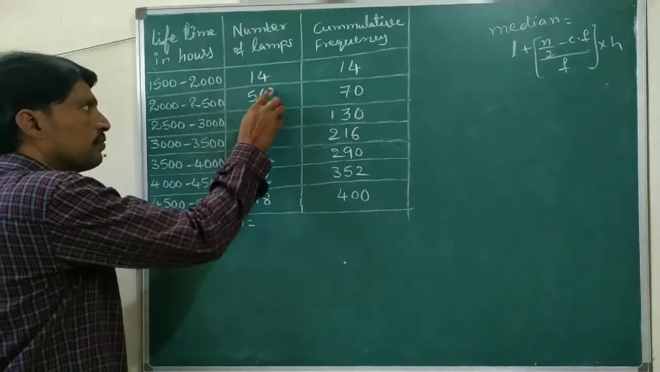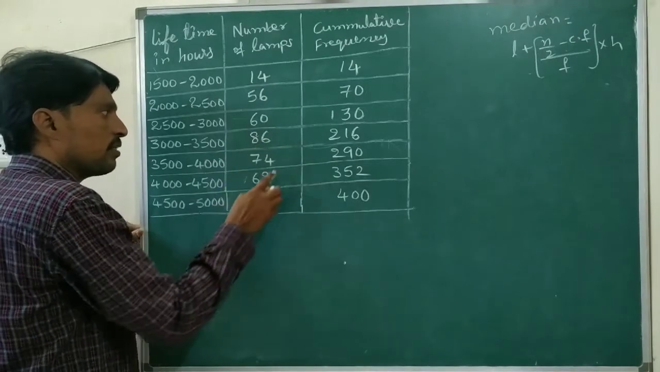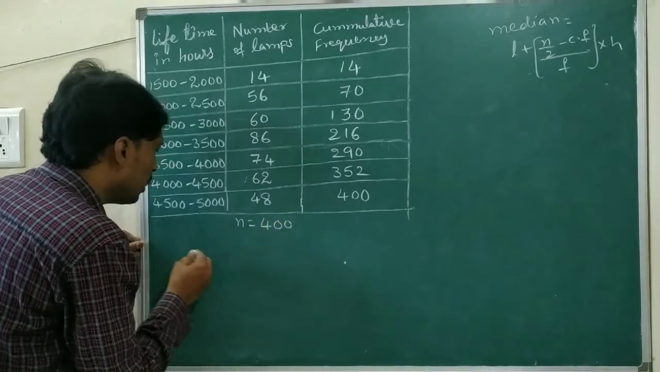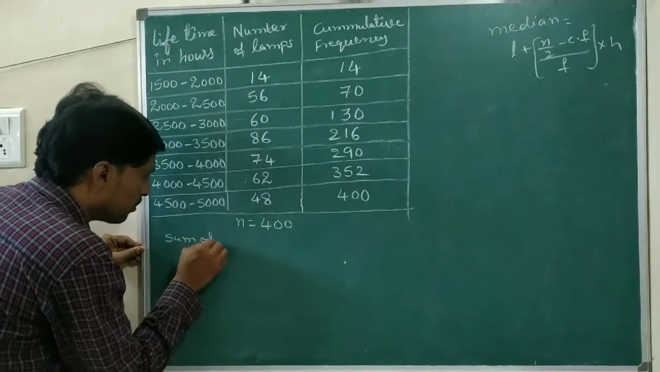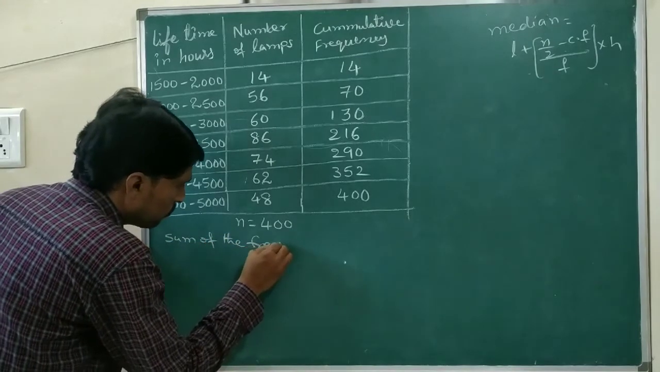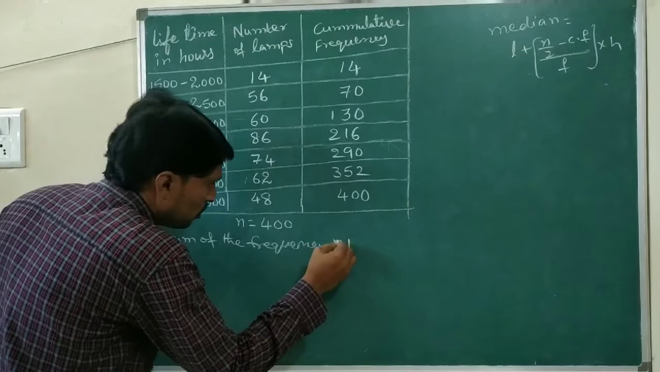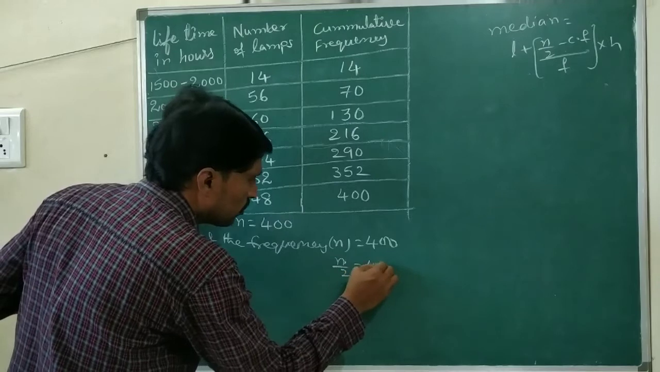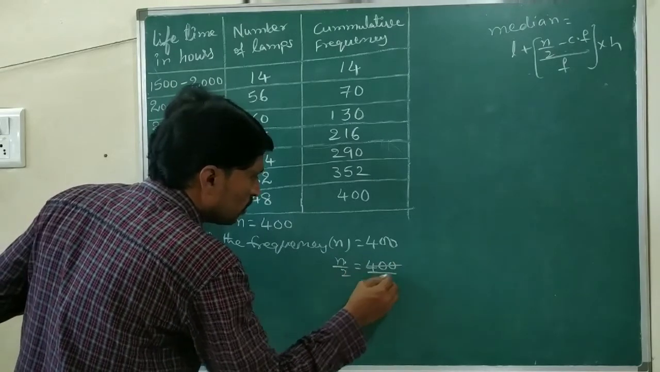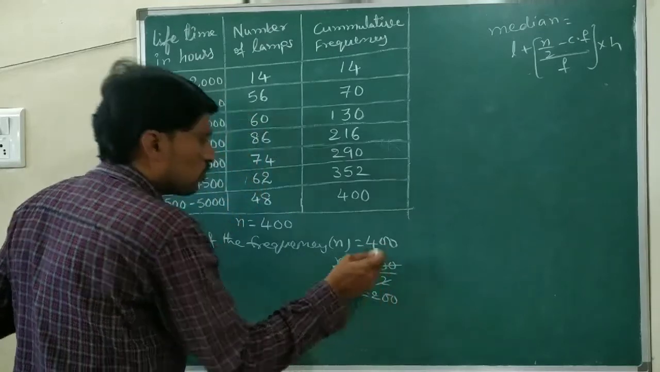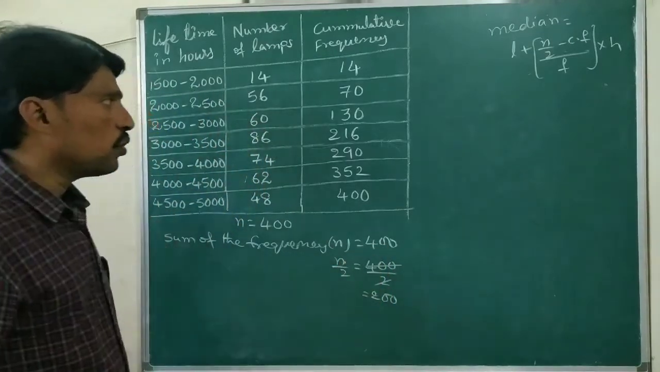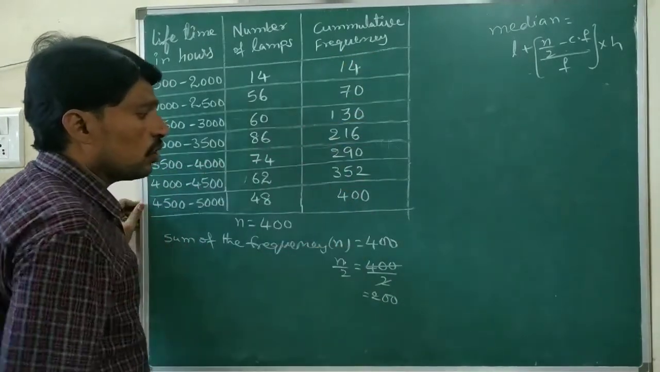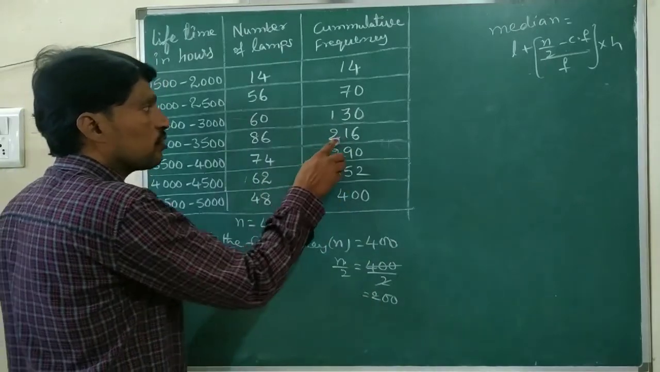So 14 plus 56 plus 60 plus 86 plus 74 plus 62 plus 48, that is 400. N equals 400, so we can find the N by 2 value. N by 2 equals 400 by 2, that equals 200. So the N by 2 value we got is 200. Here 200, the nearest cumulative frequency above it is 216.